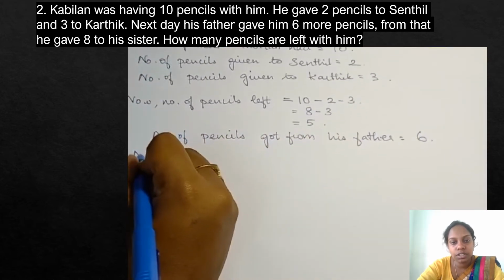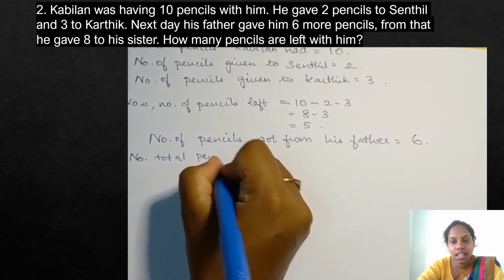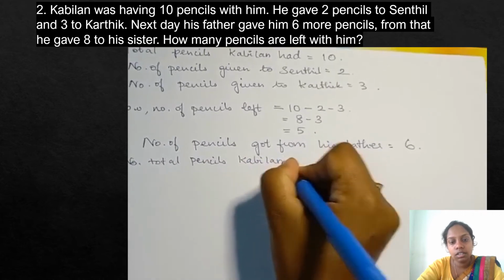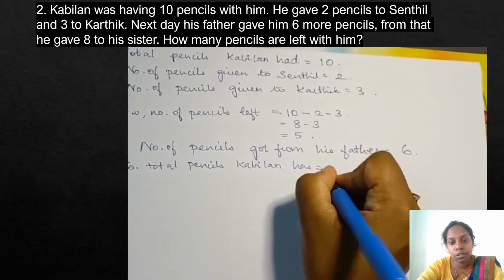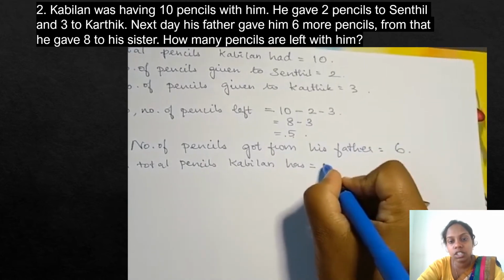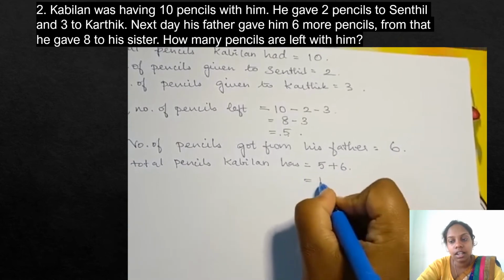Next part of the question. The number of pencils got from his father was 6 pencils. And now add on those. That is the total number of pencils Kabilin will have after getting it from his father. How much? 5 plus 6. That will be 11.